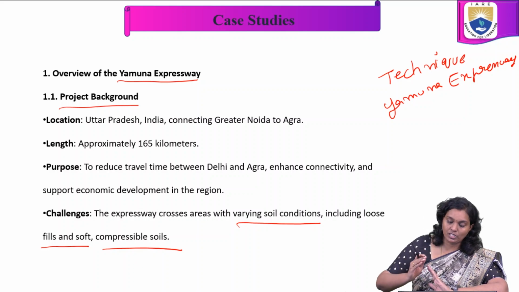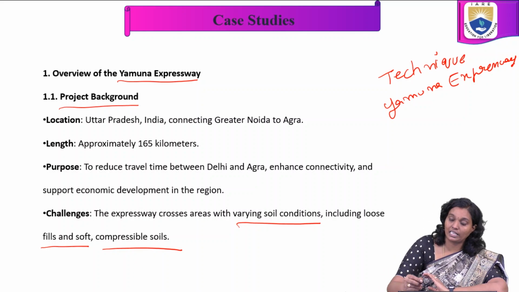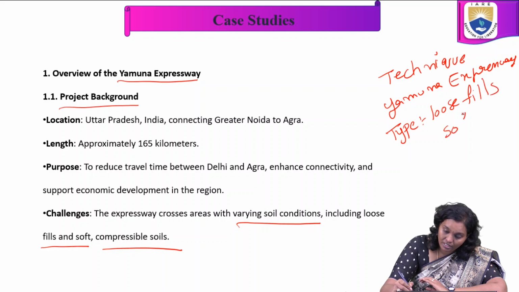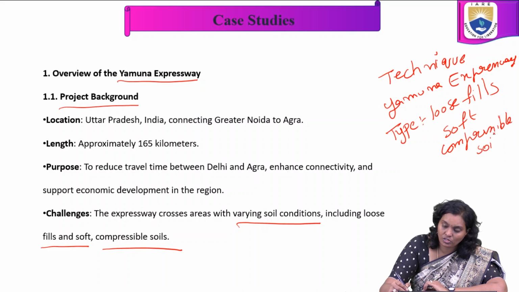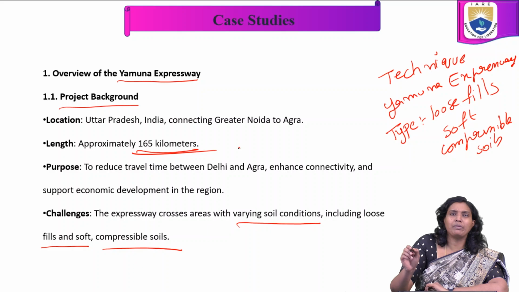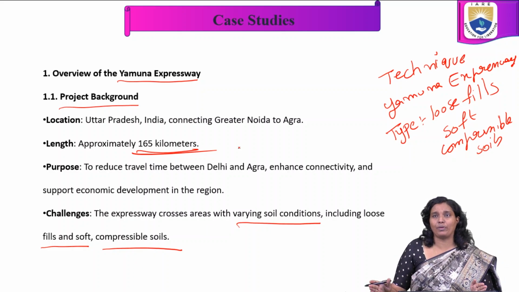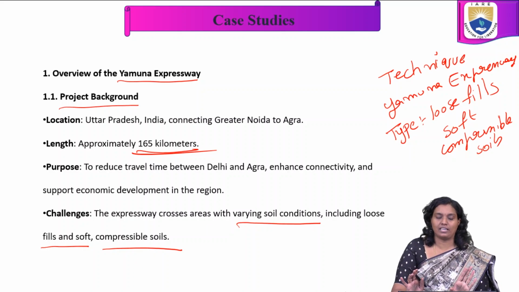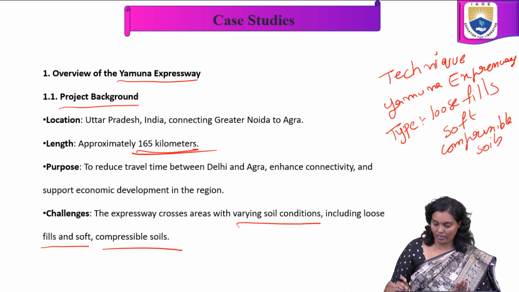Based on the challenge and the type of soil, here the type of soil is loose fields and soft compressible soils. These types of soils are involved in between, not throughout the 165 kilometers. In between, these are the conditions which we are going to face, and this is the challenge we are going to understand. This is the project background which we consider.